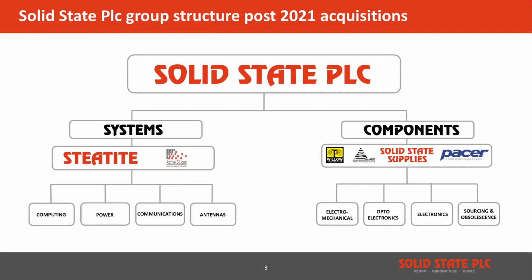For those of you that are new to Solid State, the company is made up of two divisions. We've recently simplified the descriptions of these to give you a better description of our core activities. Systems focuses on computing, power, communications and antenna products, and these are typically used in harsh environment applications. Our components division focuses on electromechanical, optoelectronic, semiconductors and displays, together with our growing value-added capability in own brand components and sourcing and obsolescence management.